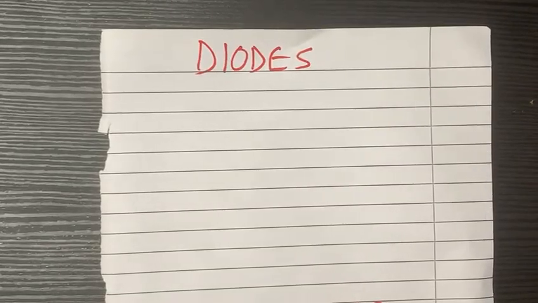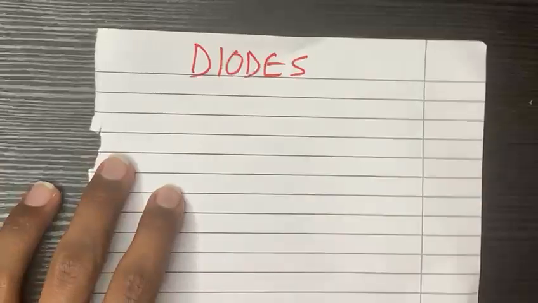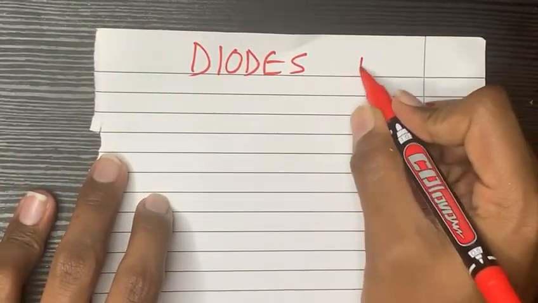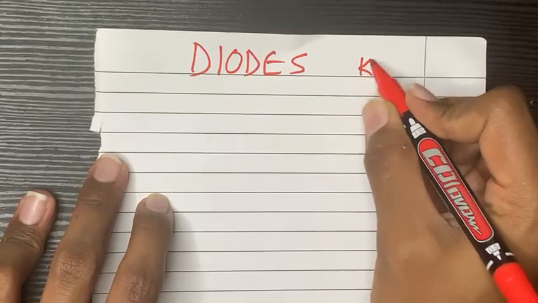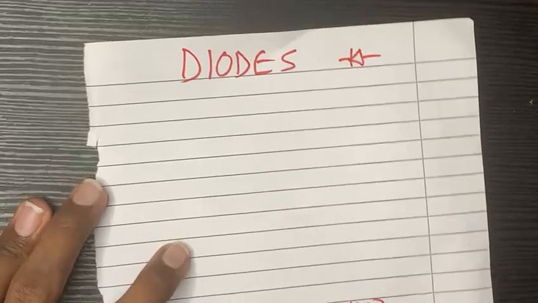So we're going to talk about diodes. It's going to be a very short video. So basically, diodes can be represented like this, and this is the electrical symbol. And there are many types of diodes.